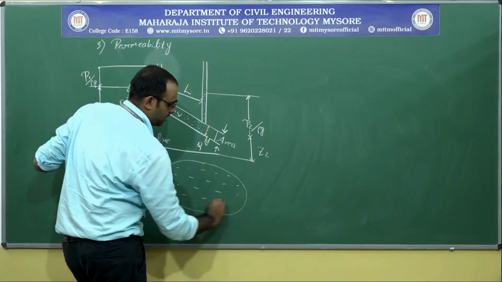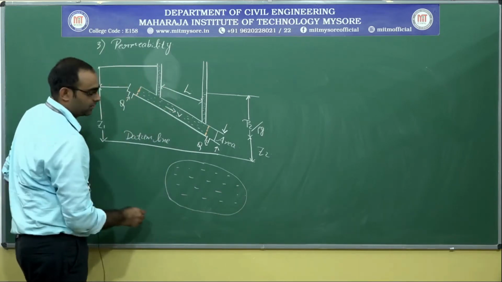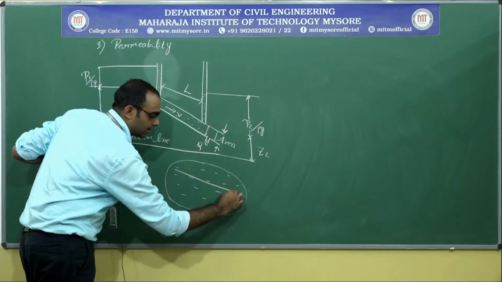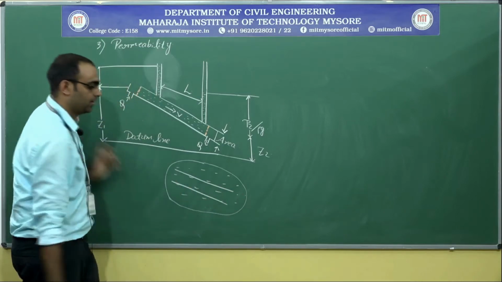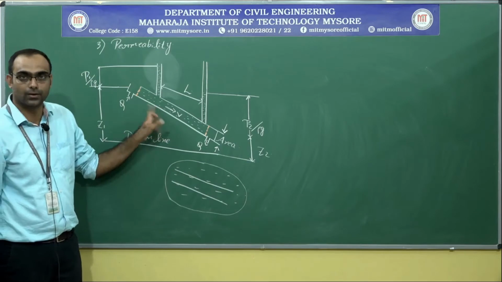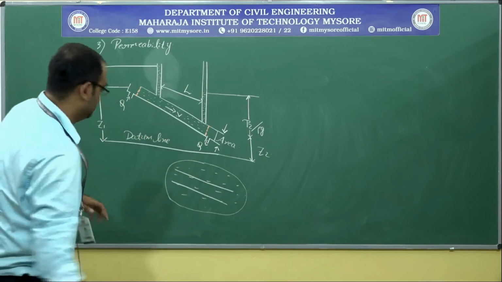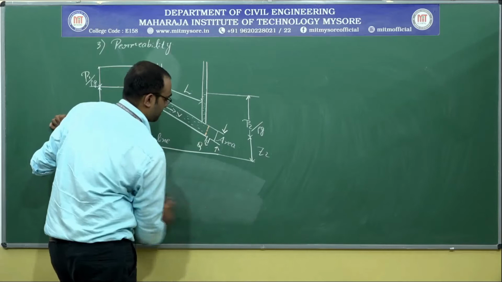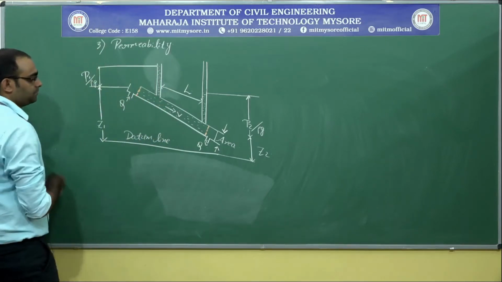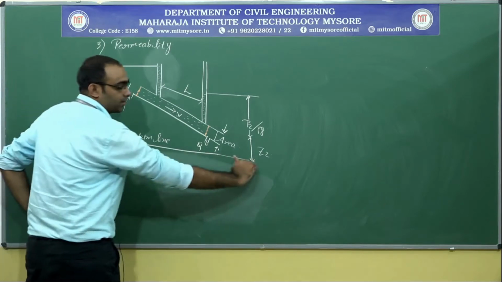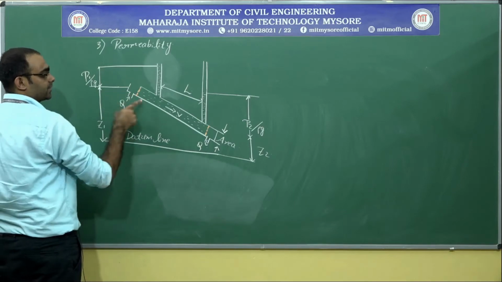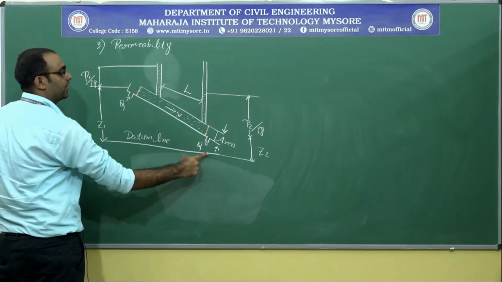What I have done here is, for the experimental purpose, I have taken a strip out of this rock structure and have drawn it here. Look here, this is the datum line or the reference line. This is where we take section 1 and this is where we take section 2.